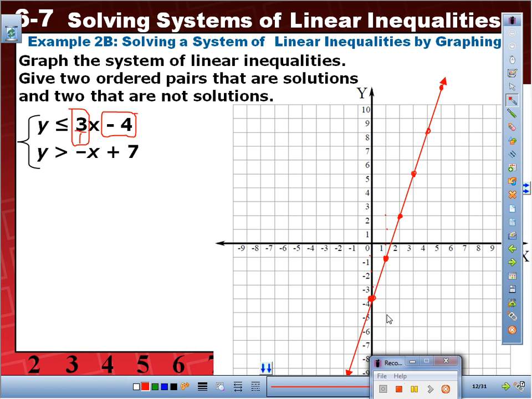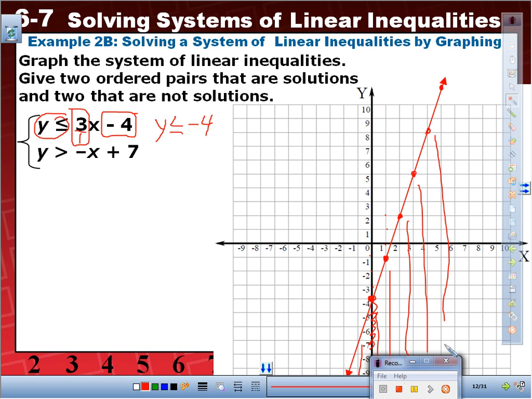Okay, and the last step, we need to shade. That means we need this information. Everybody look up. I'm going to circle this front part, and I'm going to write it here, y less than or equal. And what is the last part? Negative 4. So let's read it. Y is less than or equal to negative 4. What numbers are less than or equal to negative 4? Everything down here, so that means I'm going to shade everything under that line. Like so.